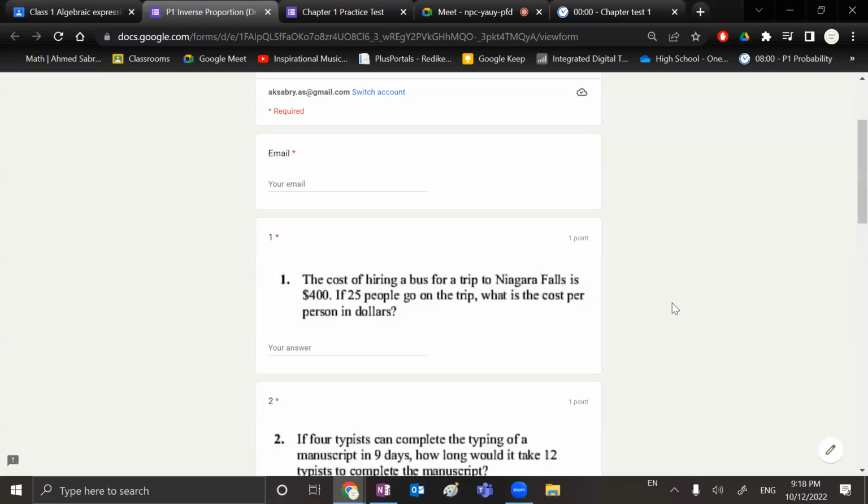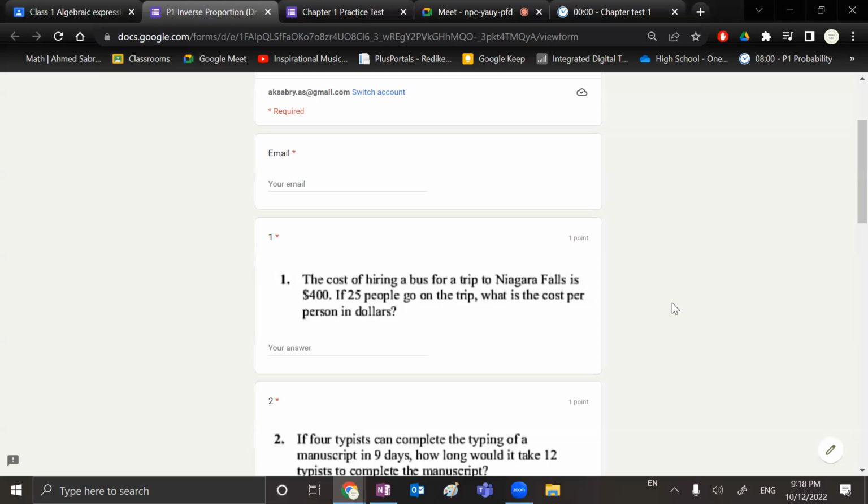5 divided by 400. The other way around. 400 divided by 25. Yes, because we want to split the amount that we'll pay among all the people on the trip. So we're going to pay the 400 and we're going to split that among the 25. So 400 divided by 25. That's the cost per person.